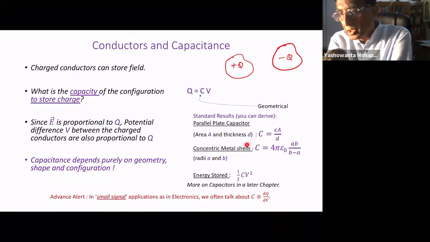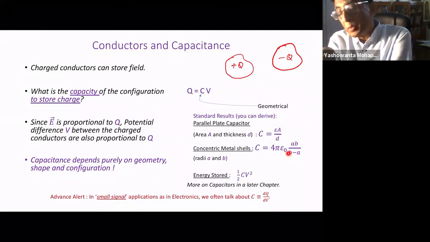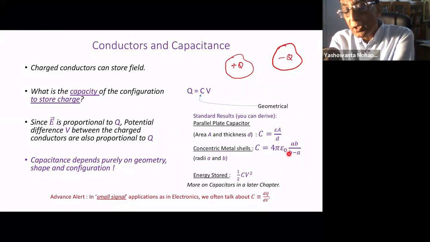C is typically positive. In some situations we have dealt with negative also, but that is a different meaning. For all our cases, we'll say C is positive. And this b could be infinity, so then you can talk of a one-sphere capacitor. Because b could be infinity, you can take b common and cancel it out, leaving 1 minus a by b, which gives 4 pi epsilon naught a. Simply, capacitance is proportional to the radius of the conductor sphere.